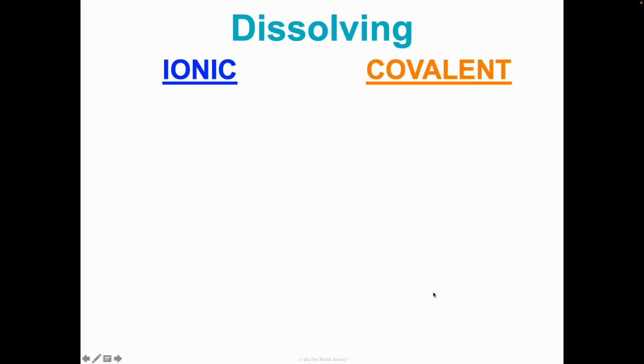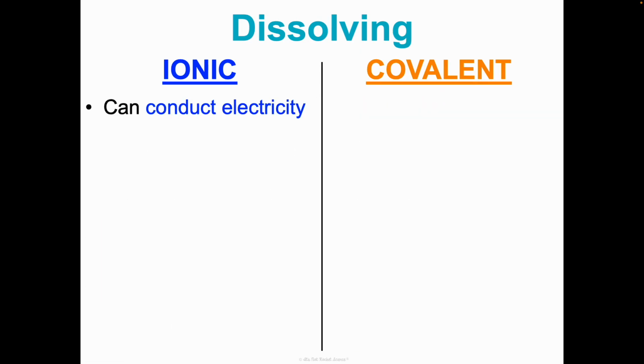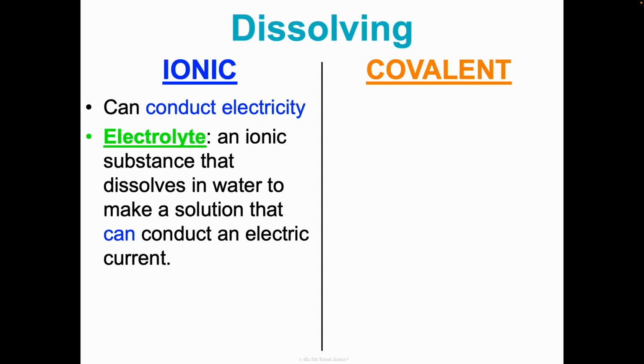All right, one last distinction I want to make between dissolving ionic versus covalent substances. Ionic substances, when dissolved in water, can conduct electricity. We classify them as electrolytes. That's a type of solution, an electrolyte solution. It's when an ionic substance dissolves in water to make a solution that can conduct an electric current. So sodium chloride can do this.